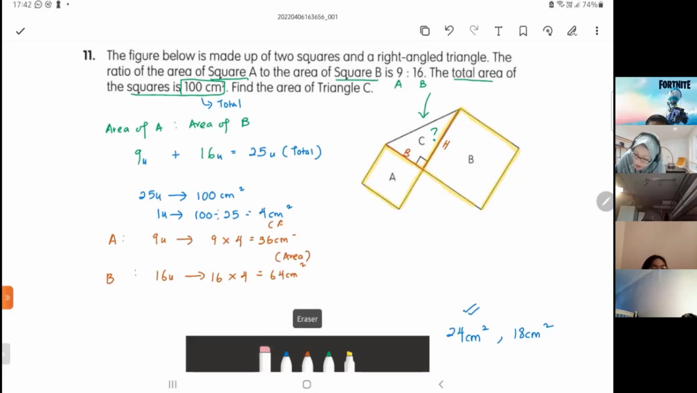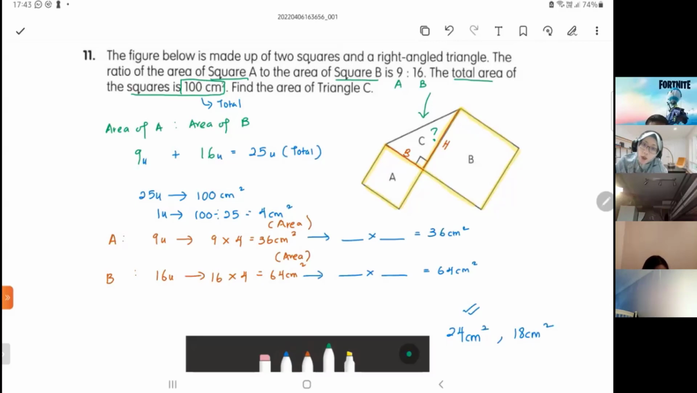Now, how do I find the sides? What must I do to find the sides? To find the sides, you need to ask yourself, what times what gives me 36 cm squared for A, and then for B, what times what gives me 64 cm squared. It must be the same answer for each side because the sides of a square are all equal. So whatever you have, they must be the same number.